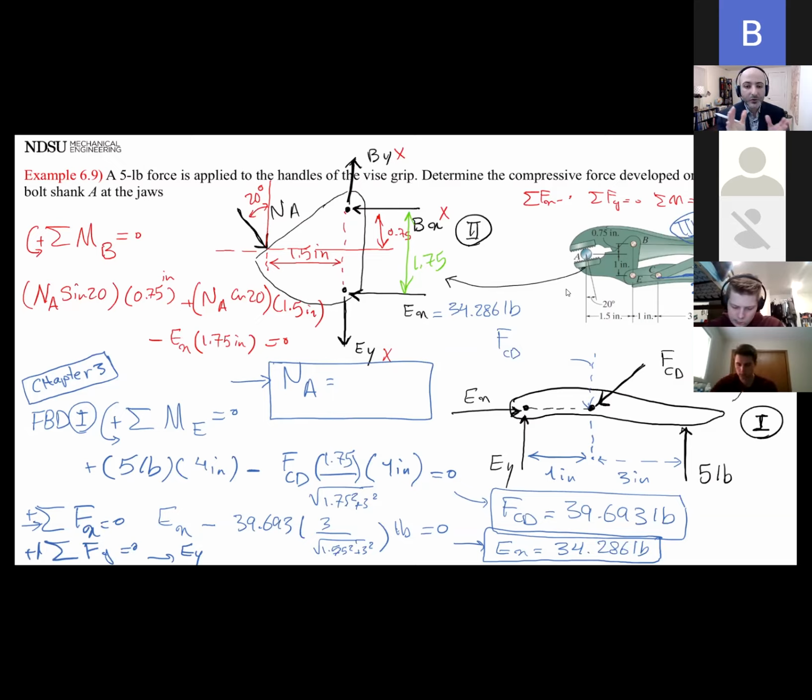So if you really pause for like 5 seconds and look at your free body diagram, think about it before just writing equations, it can save you a lot of time and it's going to be more efficient. Questions?